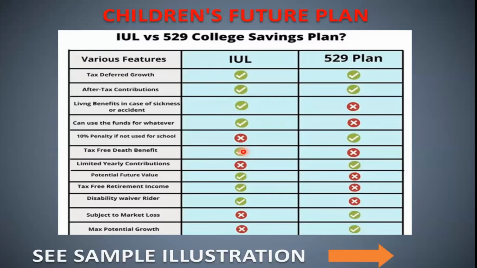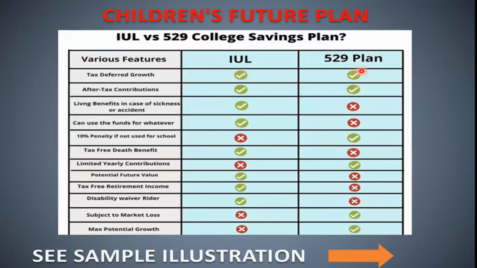With the other traditional plan, the 529 right here, if it is for college, it's for college. There's nothing else you can do with it. If you cannot use it for college, then you are penalized. But with this, guys, it's up to you what you want to do with it, all right? So there is no restriction. It's up to you what you want to do with it.